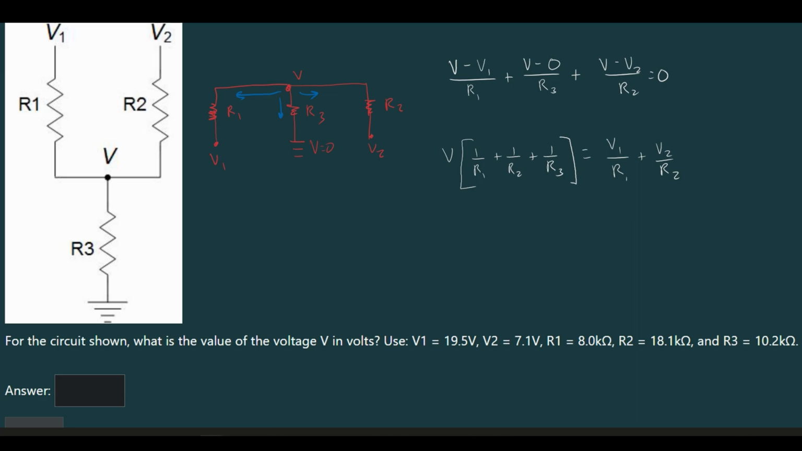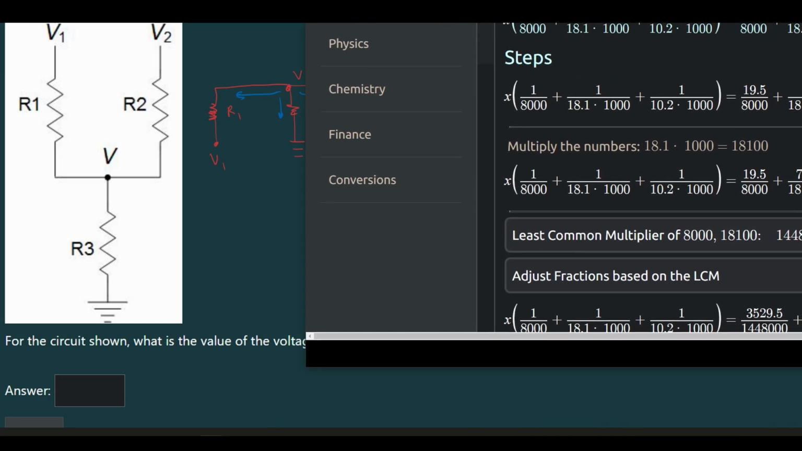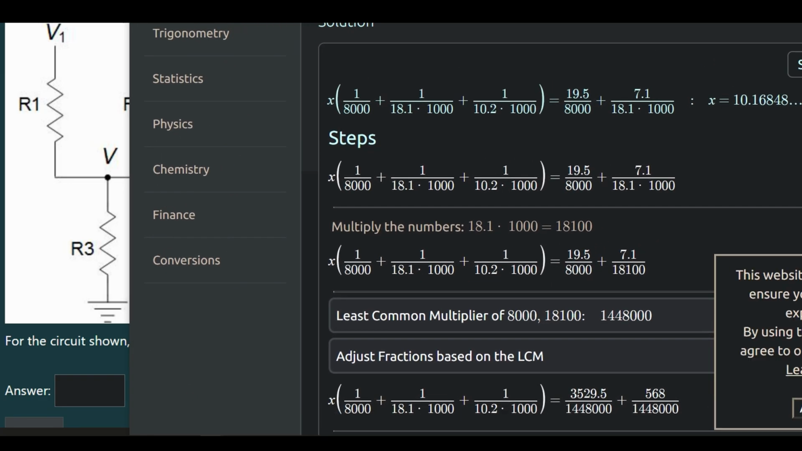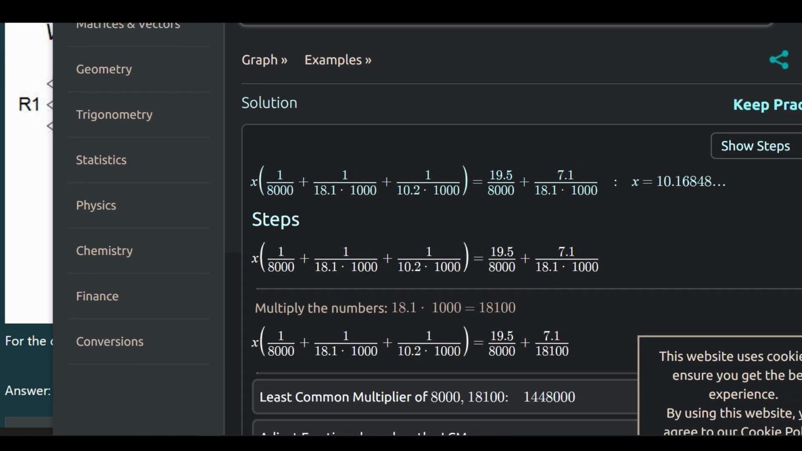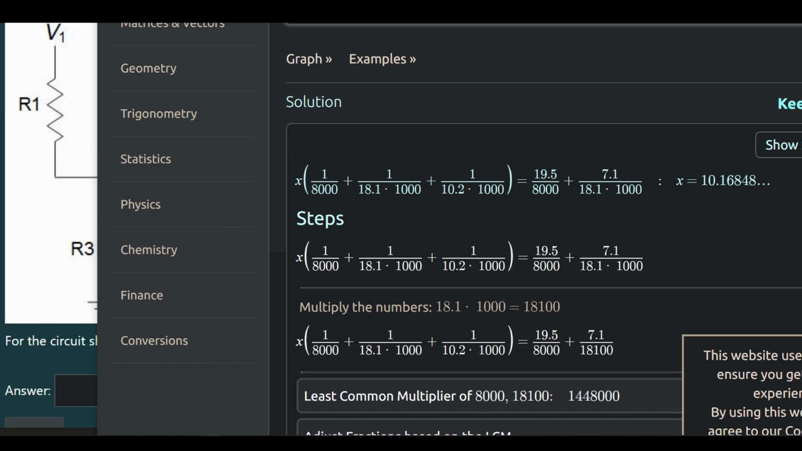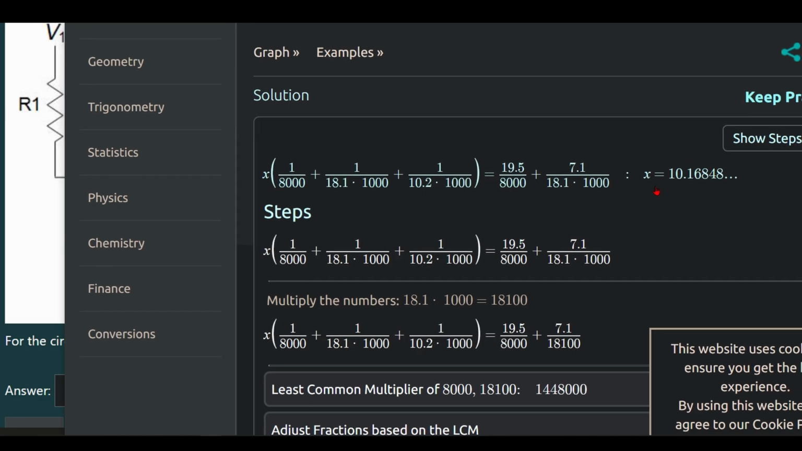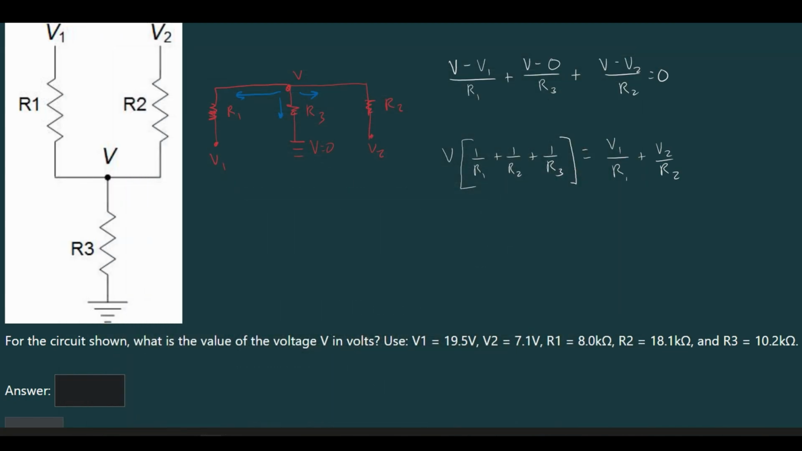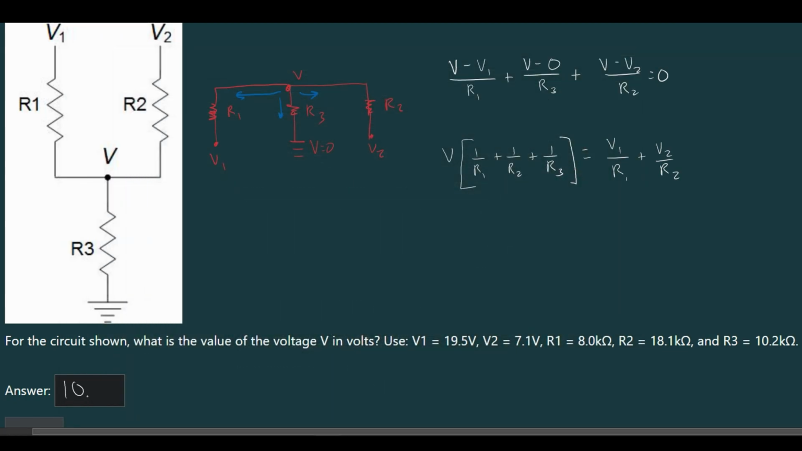Now, if we use the values that we were given for this exact problem, it's going to look something like this. I've just substituted our V, the voltage that we want to find, with X. And so with that in mind, our answer is going to be 10.17. All you really need is the equation, and then you're just plugging in values. So that's how you go about looking at that problem.